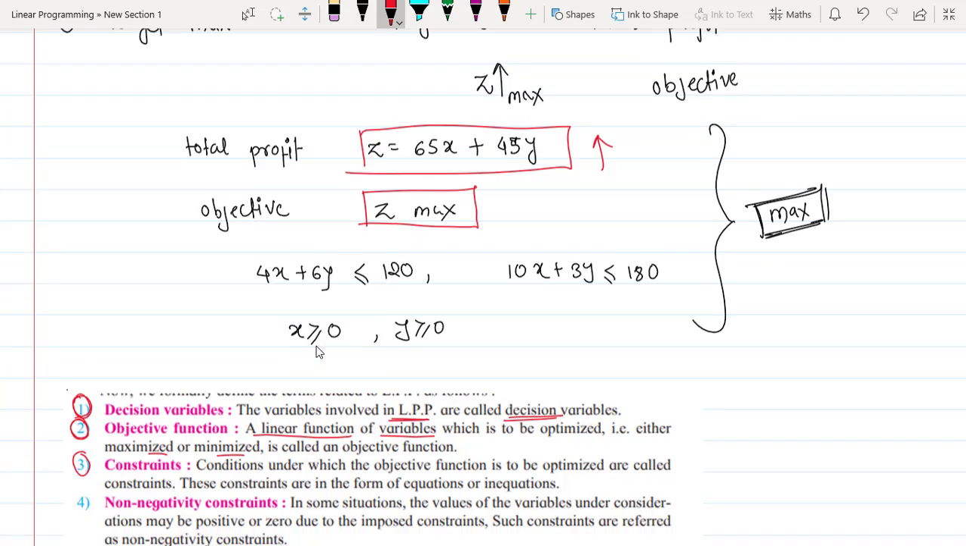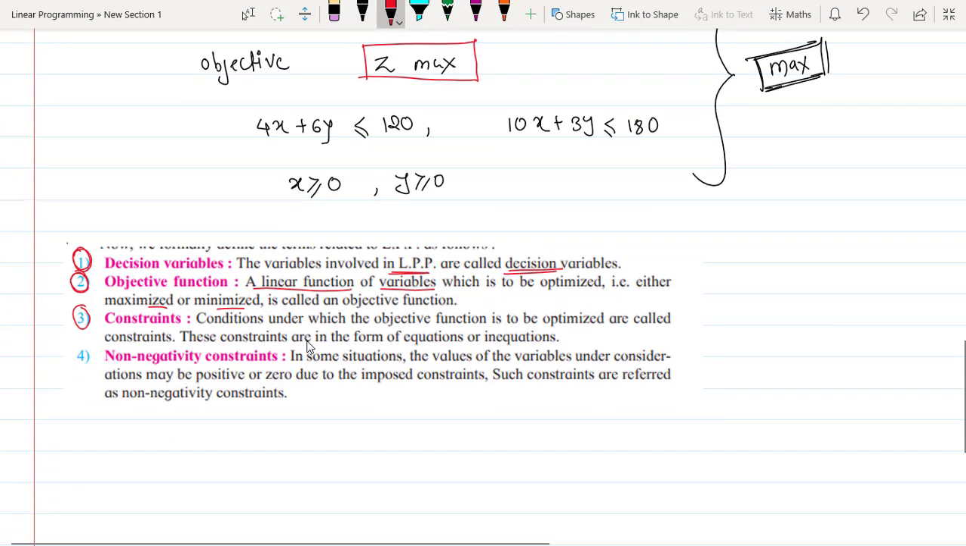What are the constraints? Constraints are nothing but the limitations. You cannot go beyond the given limits. You can see these constraints in the previous example: machine A and machine B we can use for a maximum of 120 hours and 180 hours. So that is the constraints on the resources. Great. What about the non-negative constraints? We have already discussed them in detail in my previous class. Non-negative constraints mean x is greater than or equals to 0, y is greater than or equals to 0. So that's all about the linear programming problem.